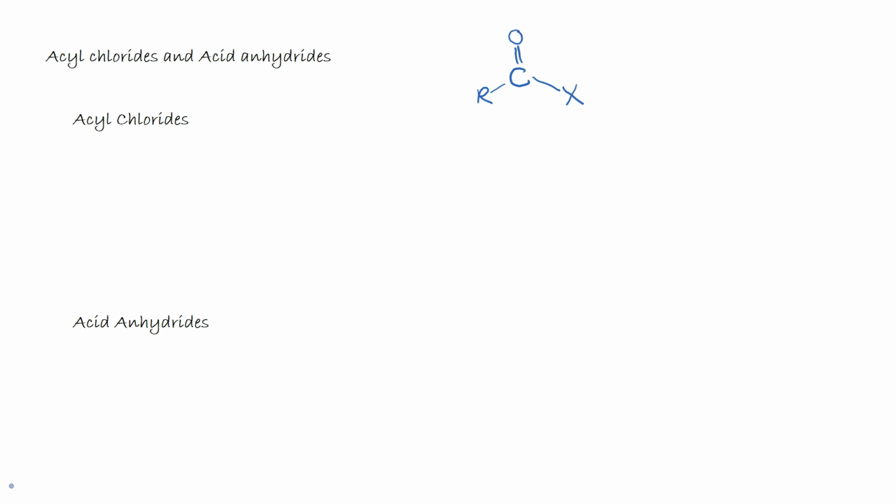So previously we've just seen that the RC double bond OX can have a nucleophilic addition elimination reaction, and there's two examples, either with an acyl chloride or an acid anhydride. So our acyl chloride occurs if we have RC double bond O and a chlorine. The suffix here for naming these is oyl chloride.